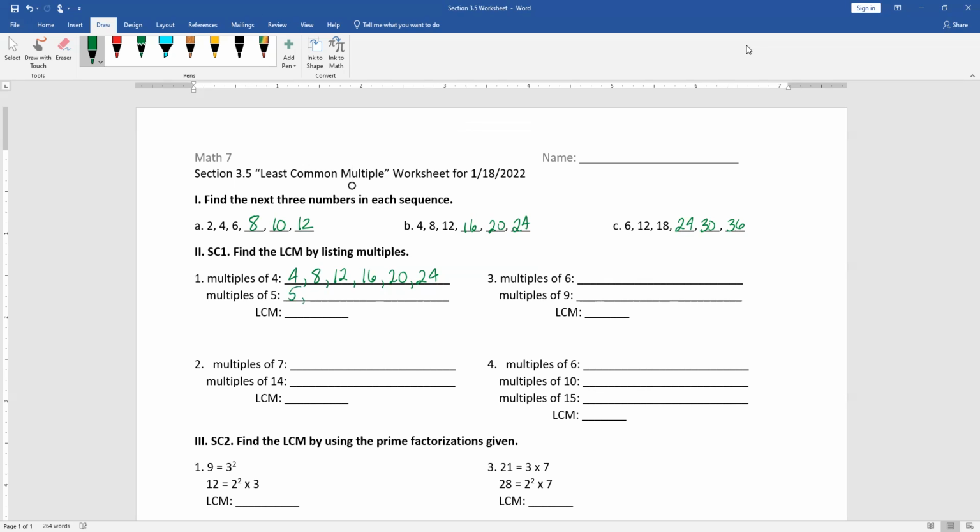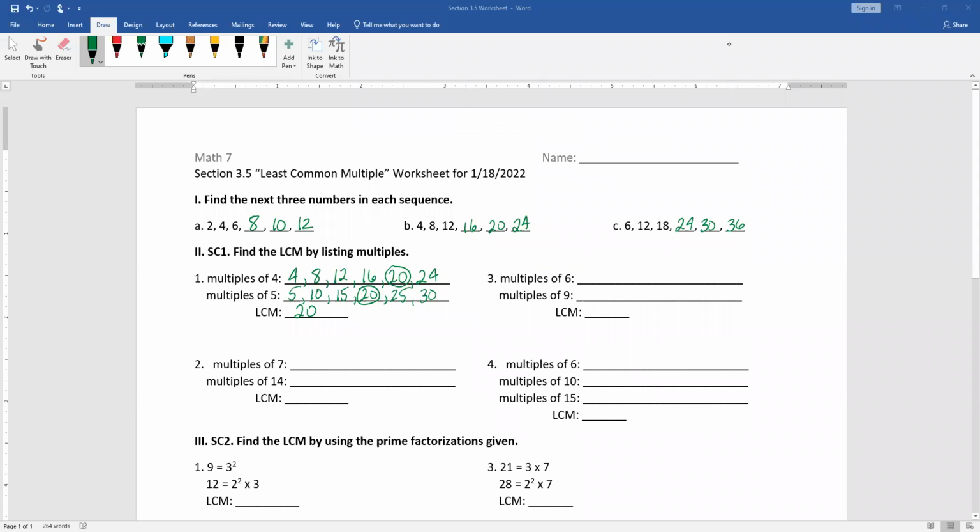5 times 1 is 5, 5 times 2 is 10. Then 5 times 3 is 15, 5 times 4 is 20. 5 times 5 is 25, and then 5 times 6 is not 60, it's 30. So you can see that the least common multiple of 4 and 5 is the product of multiplying 4 and 5 together, which is 20. So the least common multiple of these two is 20.